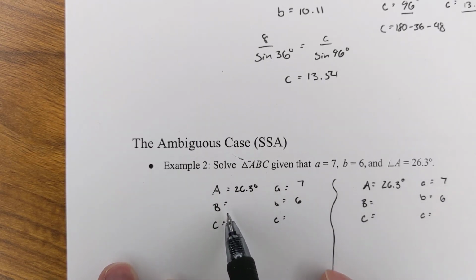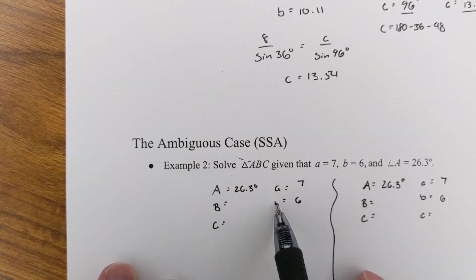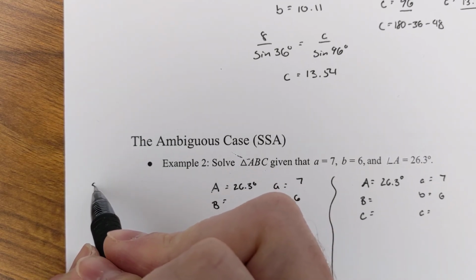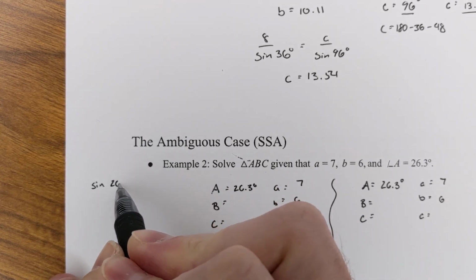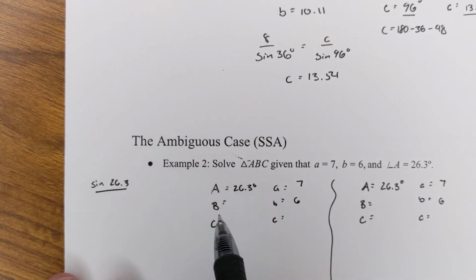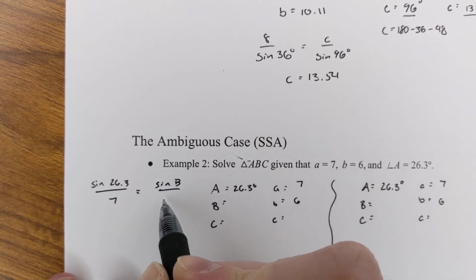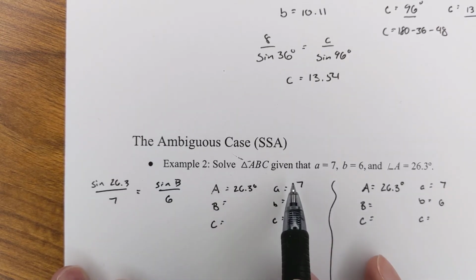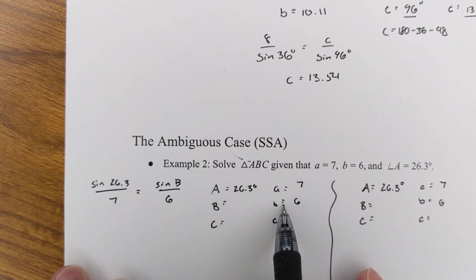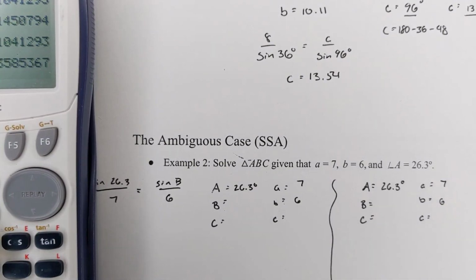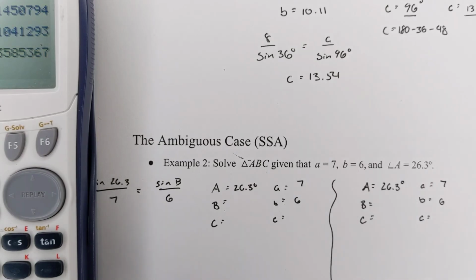However, I can find angle B because I know both values of A and one of the values of B. So since I'm solving for B, the angles are going to go on top. So sine 26.3 over A, 7, equals the sine of B over 6. So sine A over A equals sine B over B. Now I can do the math kind of the same way I did before. The sine of 26.3 divided by 7 times 6.